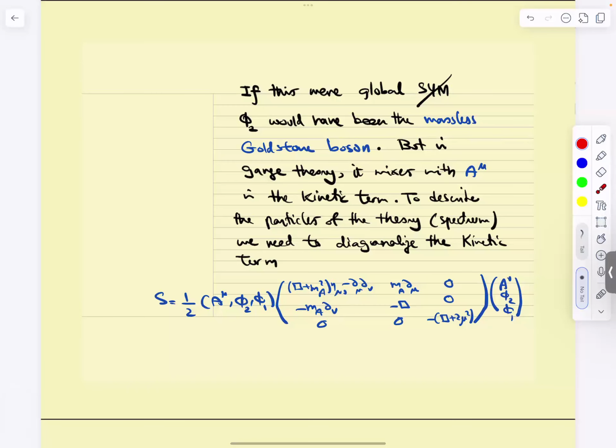As I said, if this were global symmetry breaking, spontaneous symmetry breaking, phi 2 would have been the massless Goldstone boson. But in the gauge theory, what happens is that phi 2, in this example, mixes with the gauge boson. So now it means that the initial gauge boson is not the degree of freedom you should be considering. The gauge boson is mixing with the field.